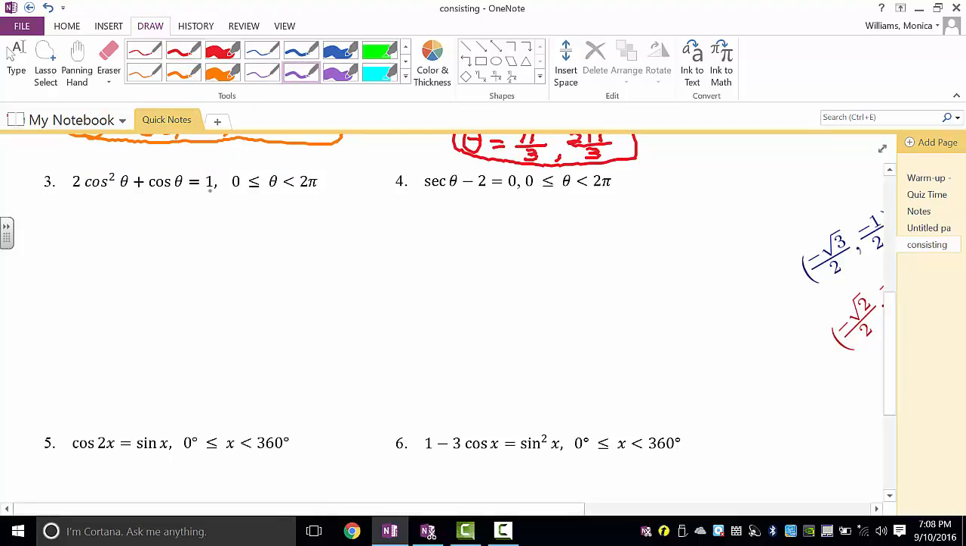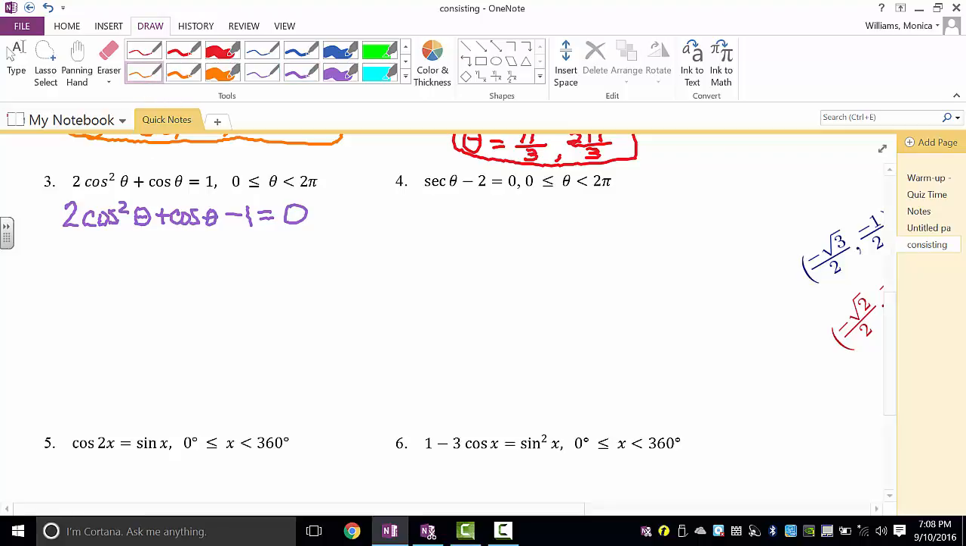Number 3. First thing we're going to do is try to get everything on the same side of the equation, because if you can see, we have a cosine squared and we have a cosine. Just like quadratic equations, when you have an x squared and an x, you end up factoring. So once you subtract the 1 from both sides, here's what you have. And we will factor here using the slide and divide method.